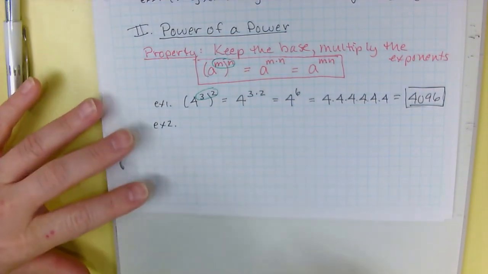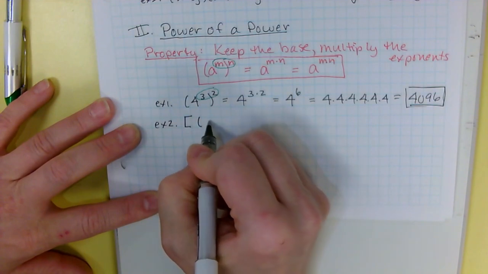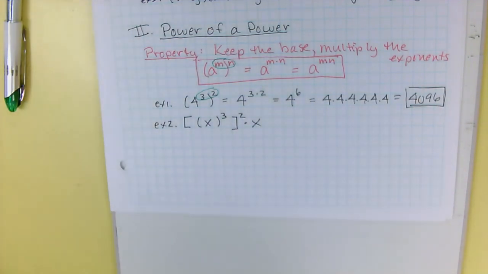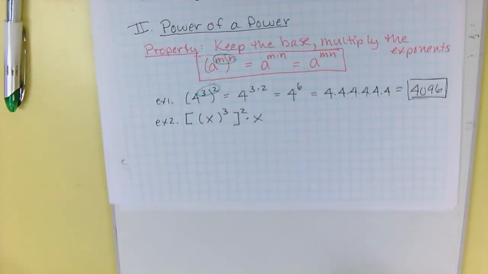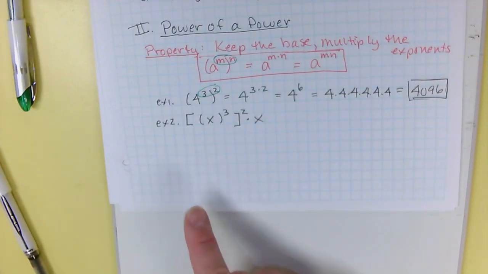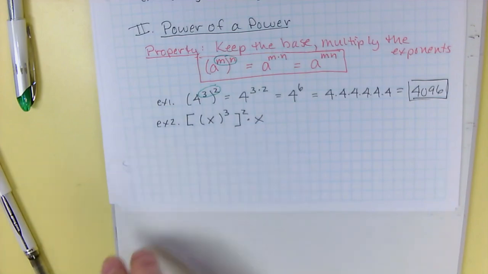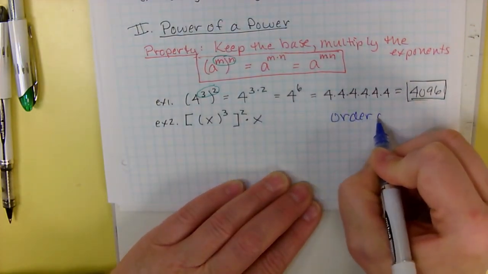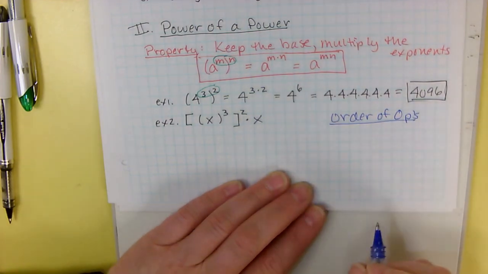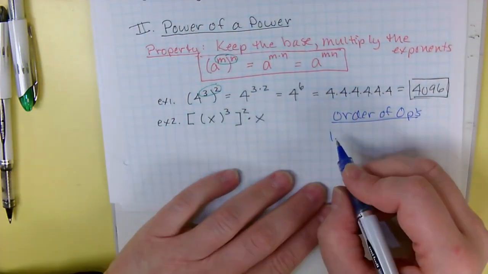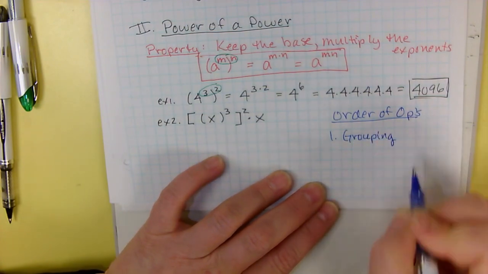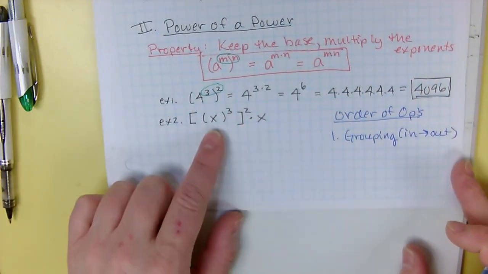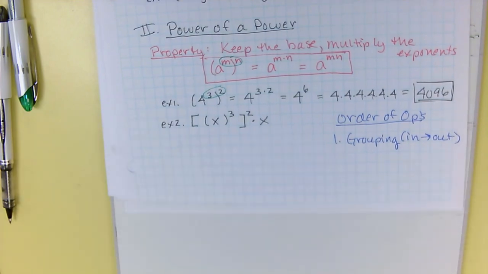Okay, let's do another example. A bracket, a parentheses, an x, a parentheses cubed, a bracket squared, times x. Okay, this one has a lot going on. You've got a power to a power, but you're also multiplying the x's. So how do you know what to do first and what to do second? Okay, so we're going to look at order of operations. So order of operations, you start with the grouping symbols, the parentheses and what have you. You go inside to out. Okay, so that helps you know you need to do inside before you go out to that other x.